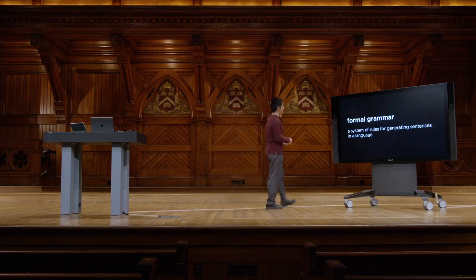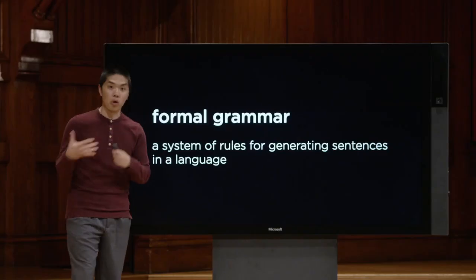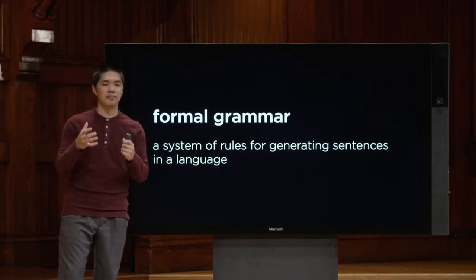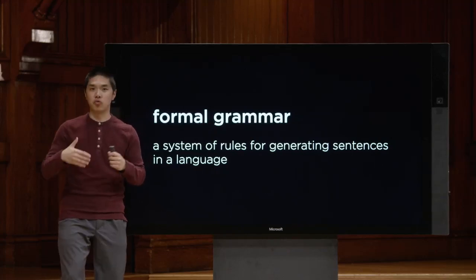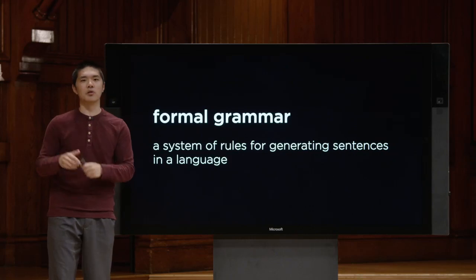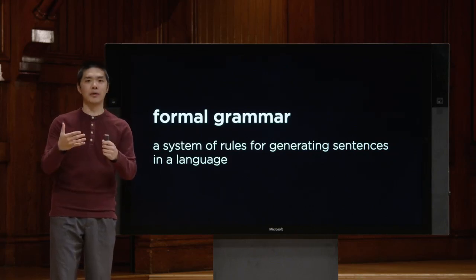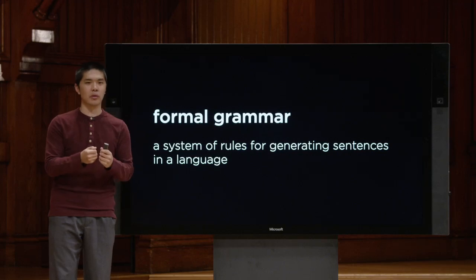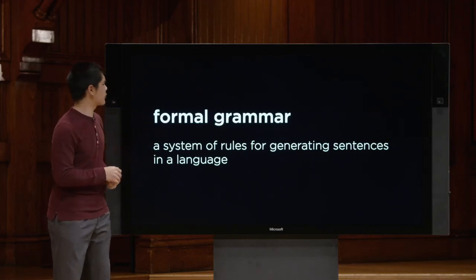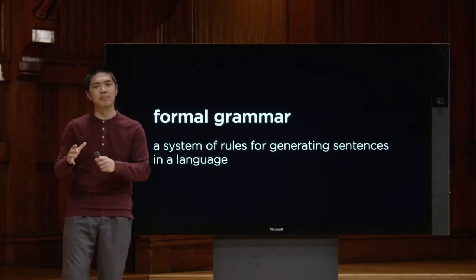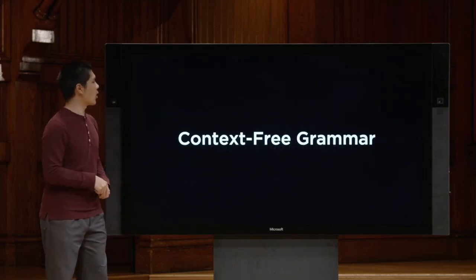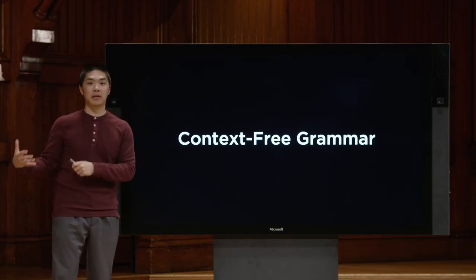We're going to try to define a formal grammar, where a formal grammar is some system of rules for generating sentences in a language. This is going to be a rule-based approach to natural language processing. We're going to give the computer some rules that we know about language and have the computer use those rules to make sense of the structure of language. And there are a number of different types of formal grammars. Each one of them has slightly different use cases. But today, we're going to focus specifically on one kind of grammar known as a context-free grammar.